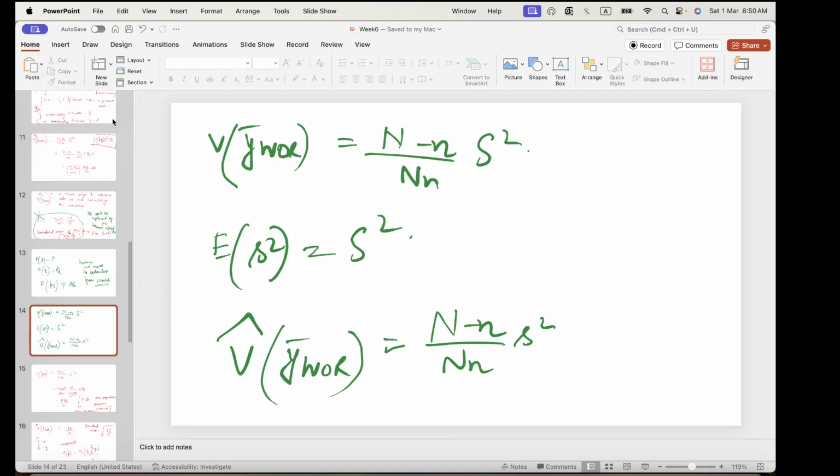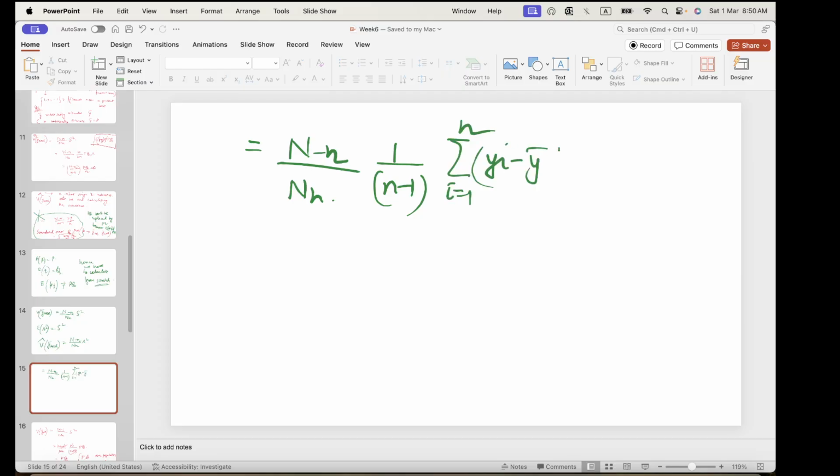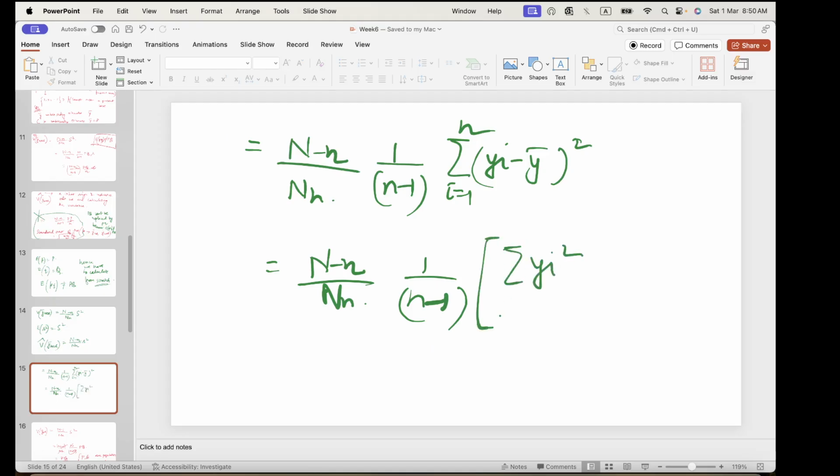And how does that look like? That would be (N minus n) by capital N into small n, small s square. So that would be 1 by (n minus 1) summation i equal to 1 to small n (yi minus y bar) whole square. So this will be (N minus n) by (N n) into 1 by (n minus 1) summation yi square minus n y bar square.